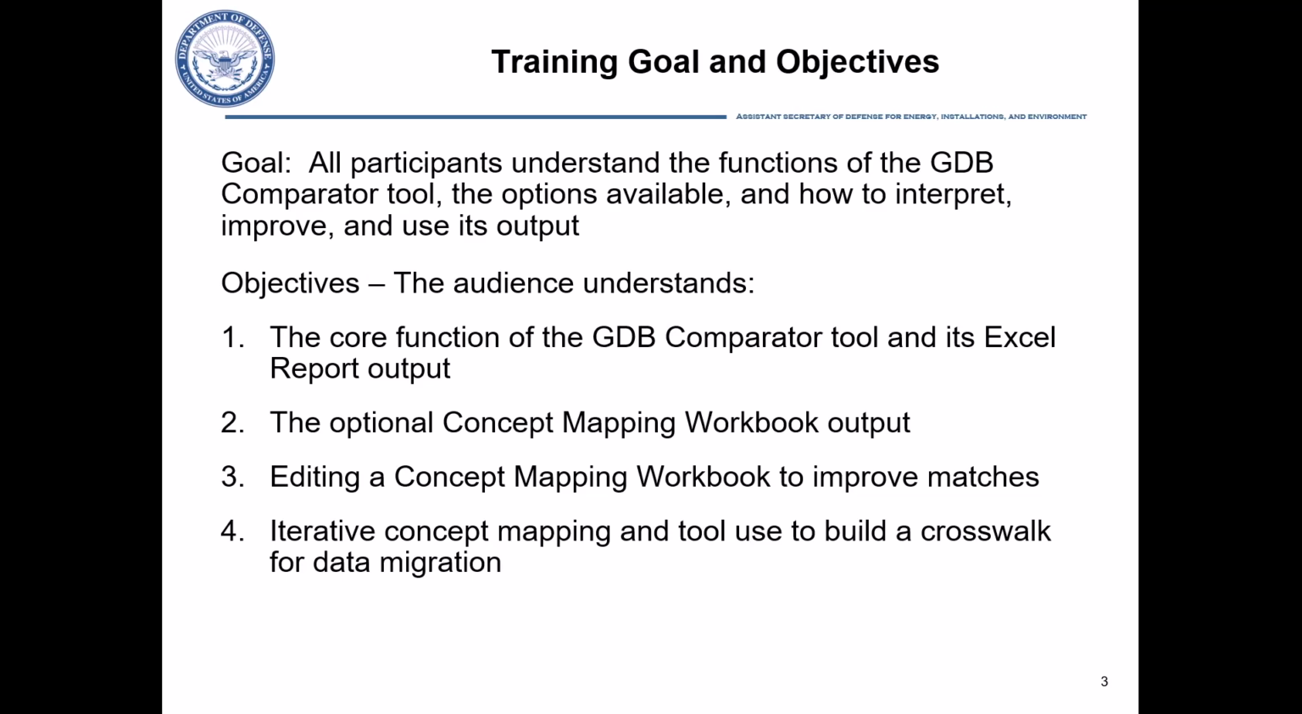The specific objectives are that the audience gains an understanding of the following: what the GDB comparator does and the core Excel report that it produces, what the Excel concept mapping workbook output is and what it contains, how the concept mapping workbook can be edited to improve the matched elements and then used as an input for running the tool again, and how iterative mapping concept workbook updates and GDB comparator tool runs can be used to create an initial crosswalk for data migration and production mapping.